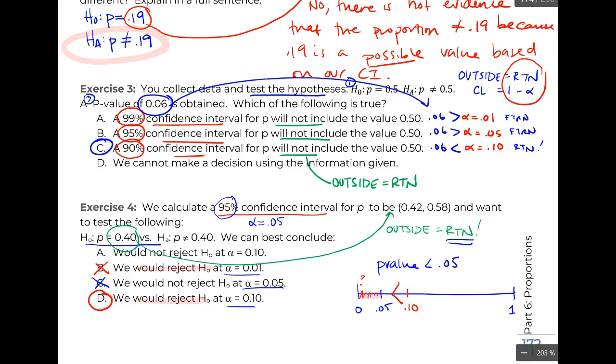So D is my correct answer, because if we were to reject the null at 0.05, we're still going to reject the null at 0.1. But like I said, there are some ways I can make these questions a little trickier and more challenging for the exam.